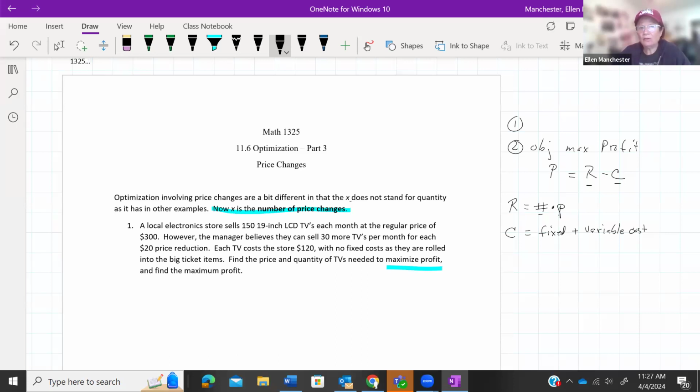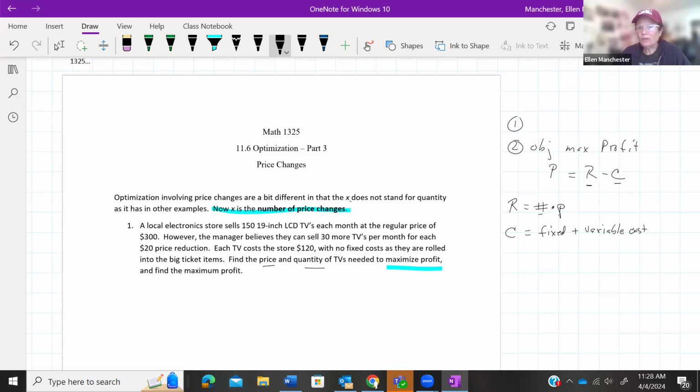An electronics store sells 150 19-inch LCD TVs each month at a regular price of $300. However, the manager believes they can sell 30 more TVs per month for every $20 price reduction. That's how you're going to know you're doing a price change. There's going to be a reduction in price or an increase in price. Each TV costs the store $120, no fixed costs, and they are rolled into the big ticket item. Find the price and the quantity of TVs needed to maximize profit.